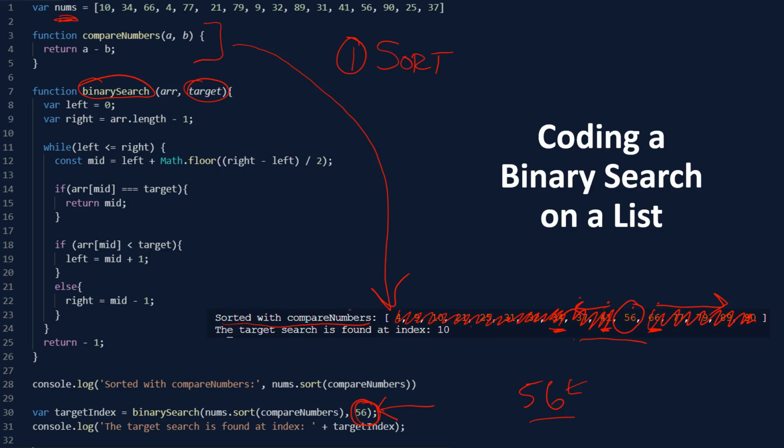And like I said, on really long lists, it's super efficient. So you do not have to know how to code this. You just have to understand why a binary search is more efficient than a linear search when it comes to large arrays of data.